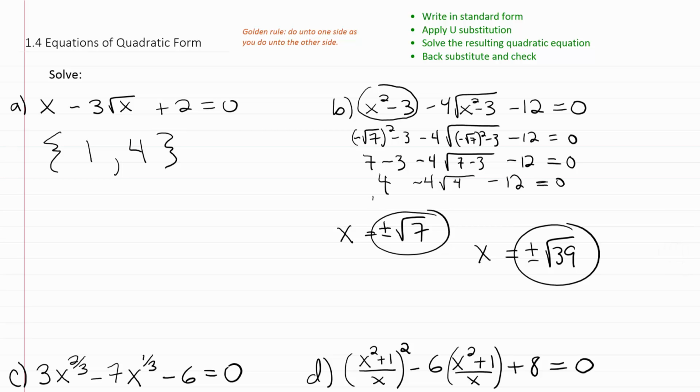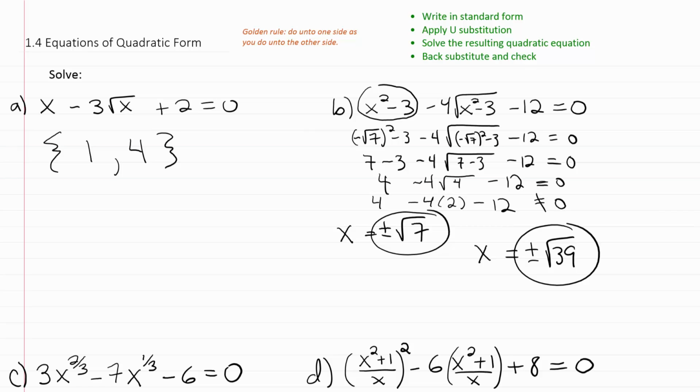All right, that will give you 4, then minus 4 times the square root of 4, which is 2, minus 12 is equal to 0. But of course, that isn't true, because 4 minus 8 minus 12 basically gives you negative 16. It doesn't give you 0. So the left side is not equal to the right side. That means negative square root of 7 doesn't work.